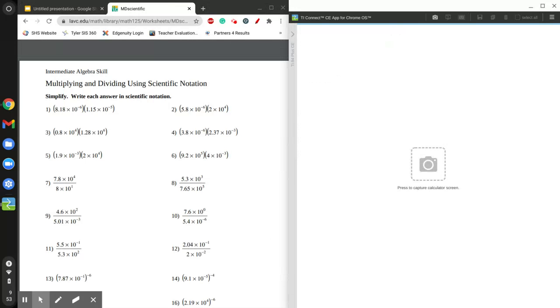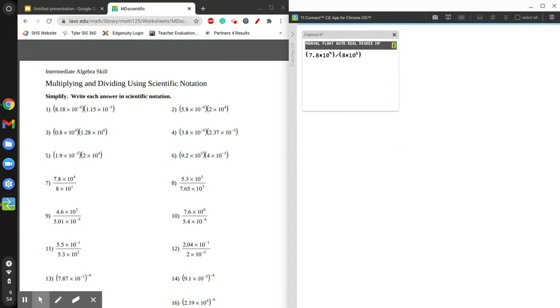It's just division. So we're literally plotting in the same thing. It's just instead of multiplication, it's division. So let's take a look at number 7 here. So 7.8 times 10 to the 4th power, close parentheses, divided by 8 times 10 to the 1st power. Okay, so here's what I've got.